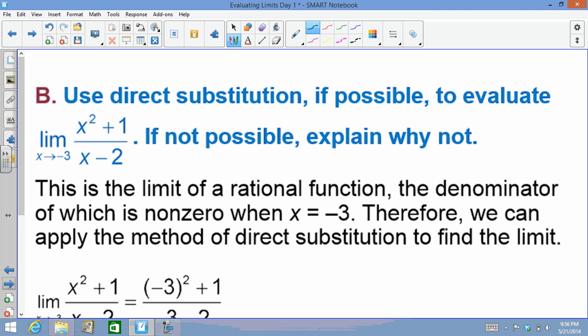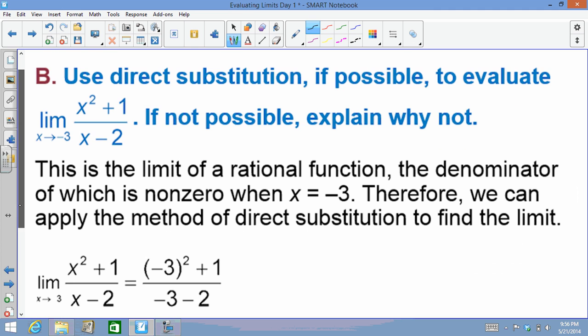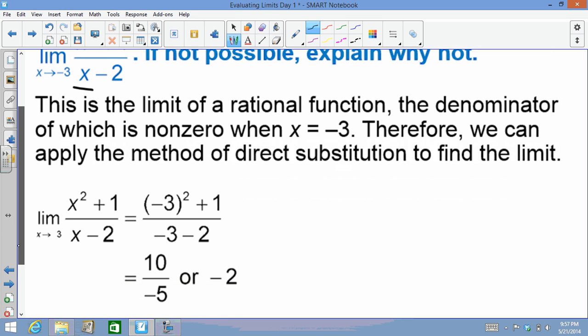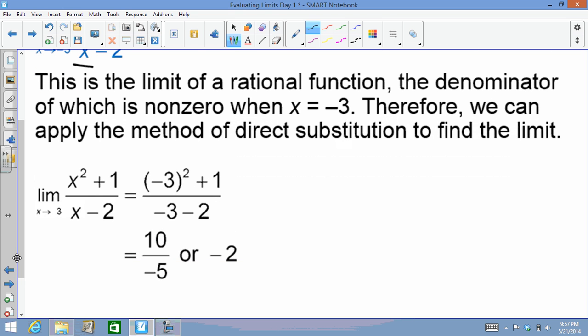Now I have this problem where I'm going to, again, use direct substitution if possible. So I'm going to put the -3 in for x. If I put the -3 in for this x here, I can see that -3 minus 2 is -5. That's okay because I don't get a 0 in the denominator. So that means I can go ahead and substitute the -3 in for x and find out what I get.